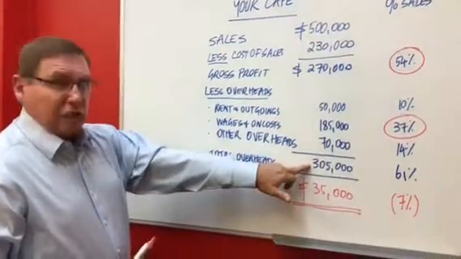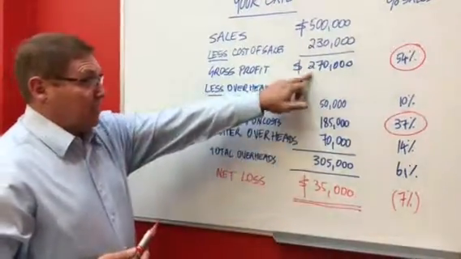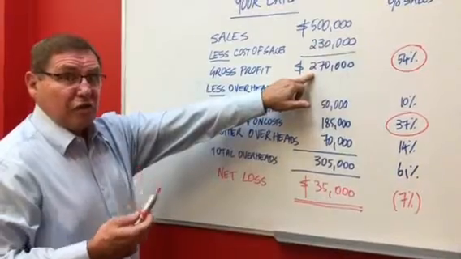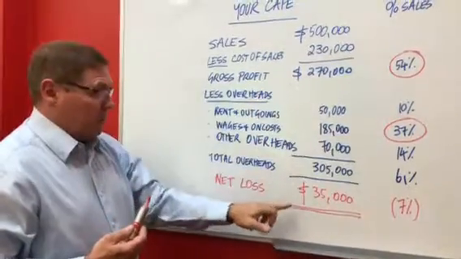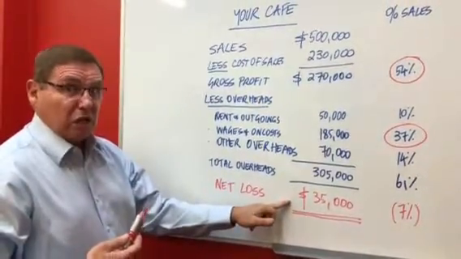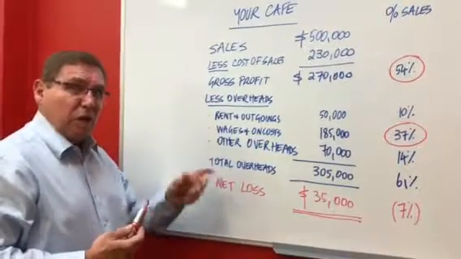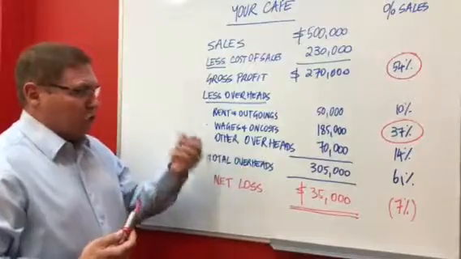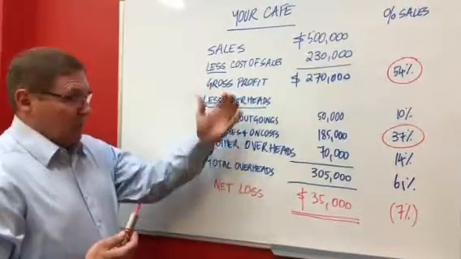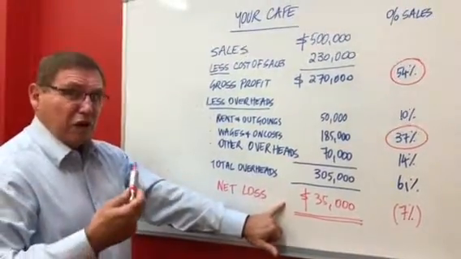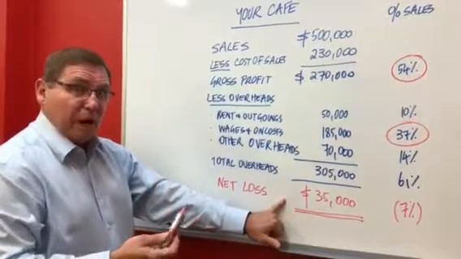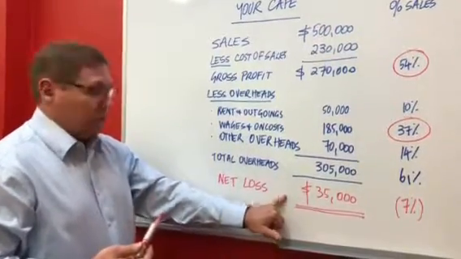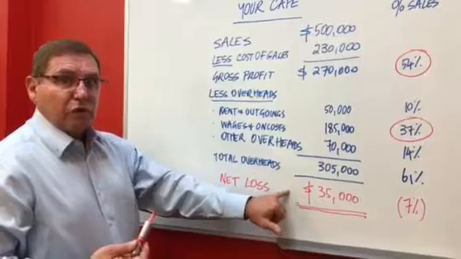You'll actually see that 305,000 is larger than the 270,000 gross profit. That means this business is actually making a loss. Now, when we do things like benchmarking, we actually do it before owner salaries. So not only is this owner not making any money to pay themselves a wage, but they're still going backwards and they can't continue doing that for long.